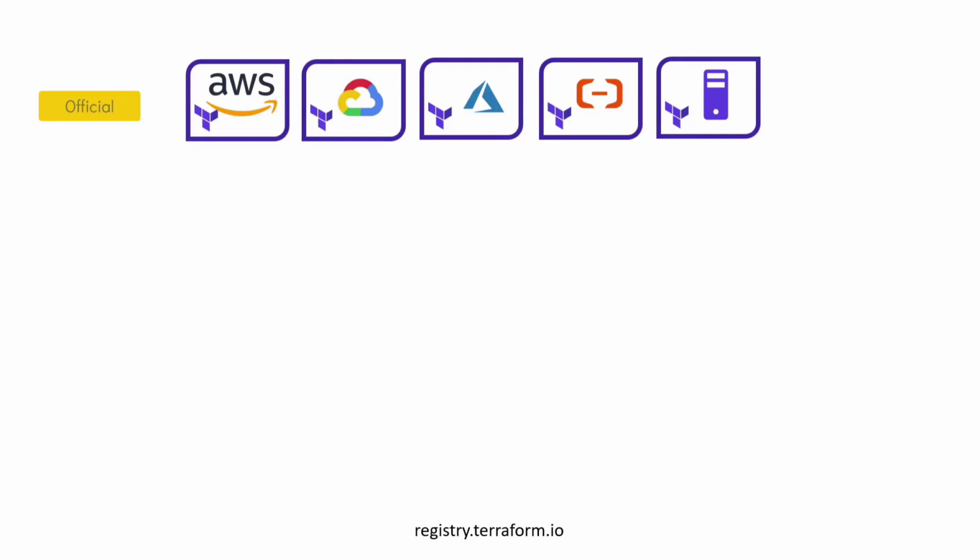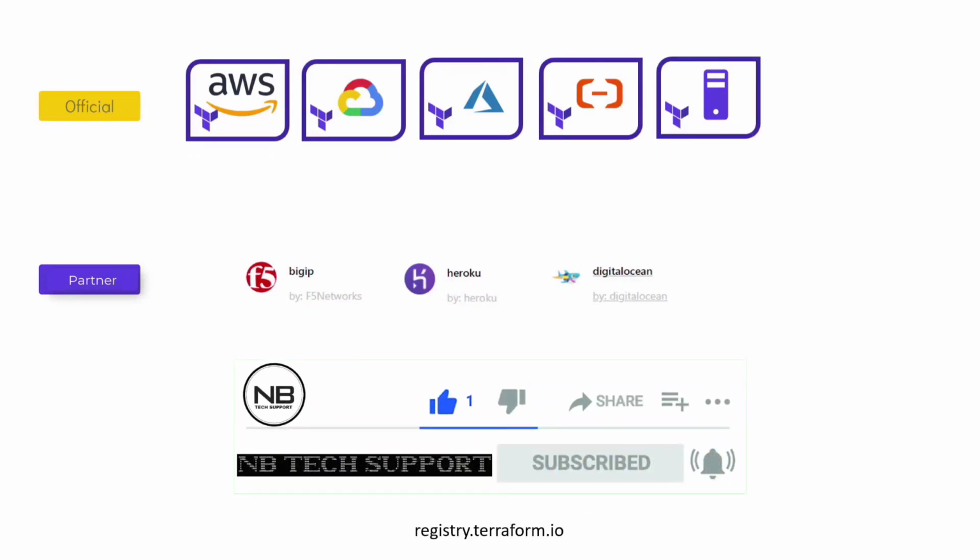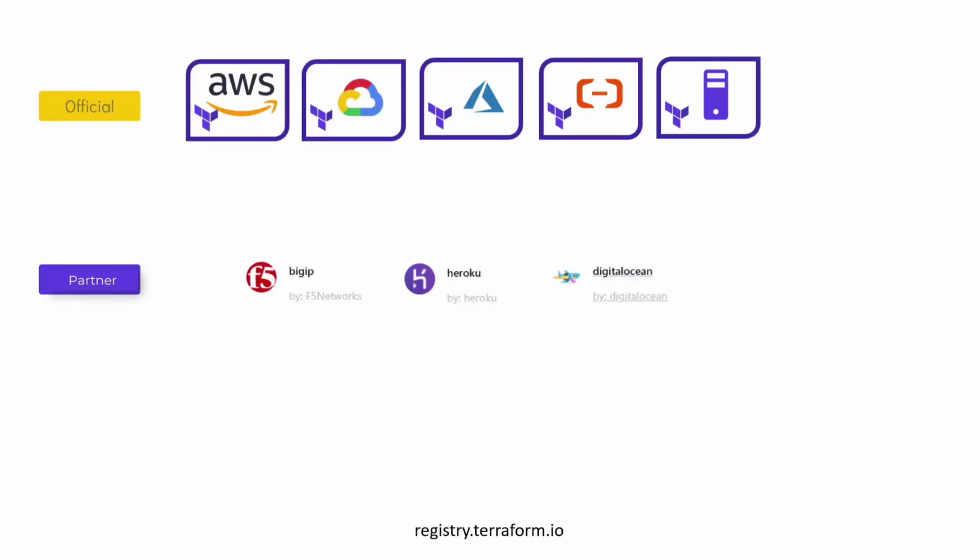The second type of provider is a partner provider. A partner provider is owned and maintained by a third-party technology company that has gone through a partner provider process with HashiCorp. Some of the examples are the BIG-IP provider from F5 Networks, Heroku, DigitalOcean, etc. And finally, we have the community providers that are published and maintained by individual contributors of the HashiCorp community.